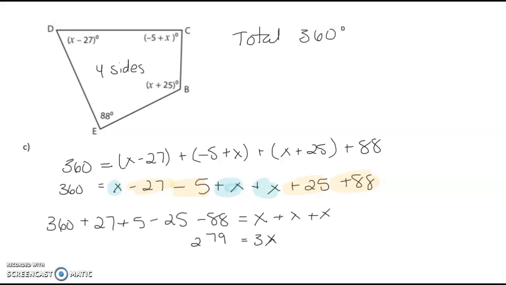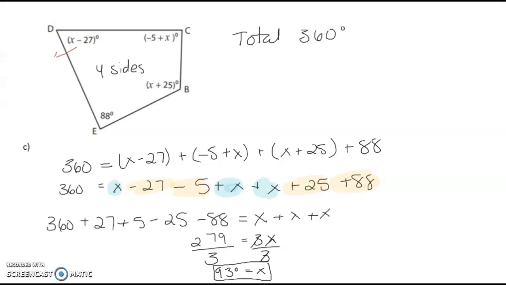So because we have to solve for 1x, that means we have to divide by 3. If you do it on one side, you have to do it to the other. 3 divided by 3 just gives us 1x, and 279 divided by 3 gives us 93 degrees. So that means that x is 93 degrees. So we can go and fill in up here. I'll just use a different color for fun.